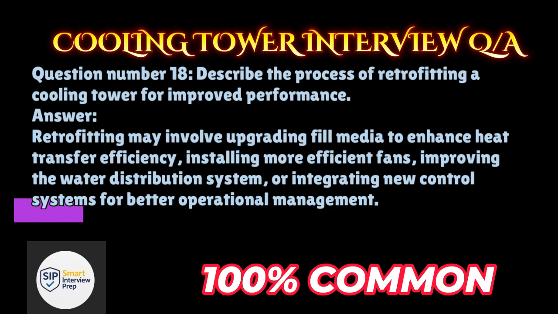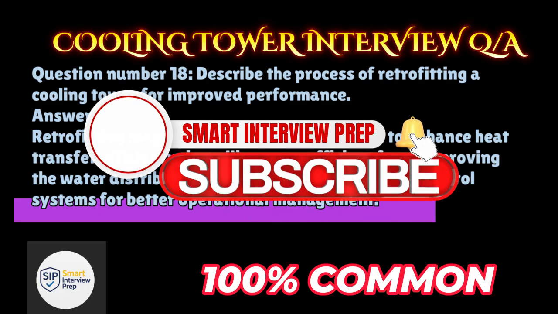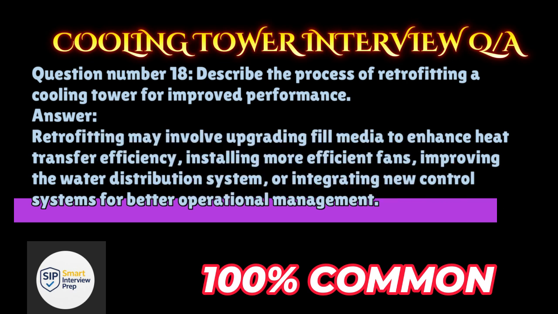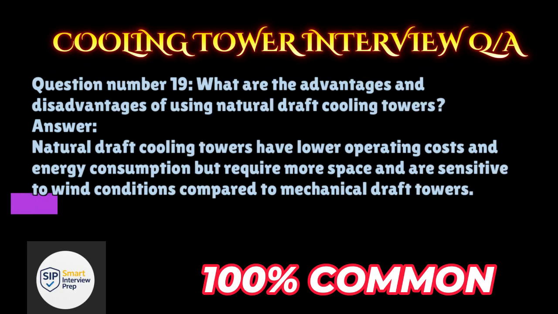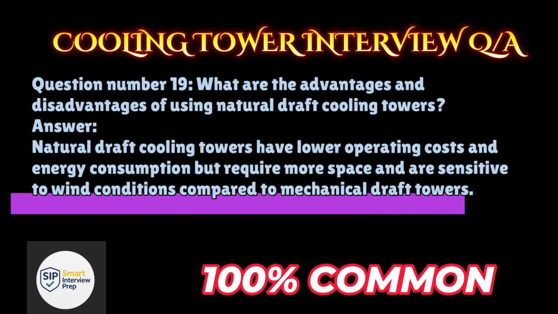Question number 18. Describe the process of retrofitting a cooling tower for improved performance. Answer. Retrofitting may involve upgrading fill media to enhance heat transfer efficiency, installing more efficient fans, improving the water distribution system, or integrating new control systems for better operational management. Question number 19. What are the advantages and disadvantages of using natural draft cooling towers? Answer. Natural draft cooling towers have lower operating costs and energy consumption but require more space and are sensitive to wind conditions compared to mechanical draft towers.